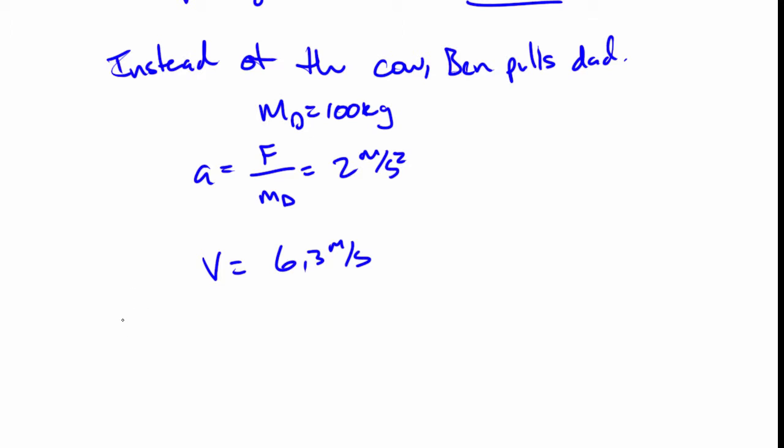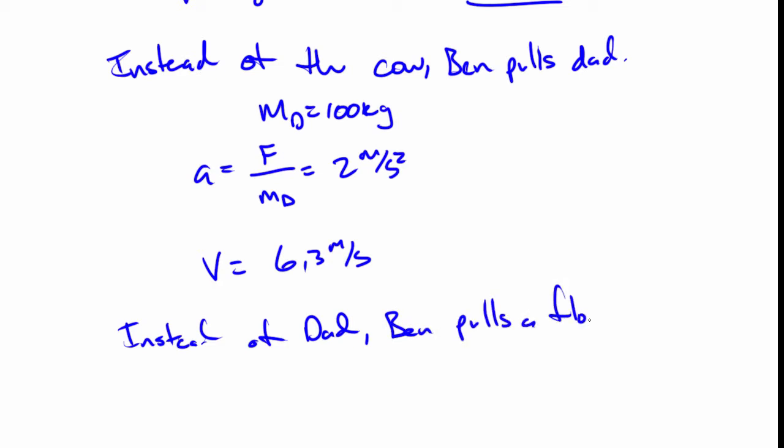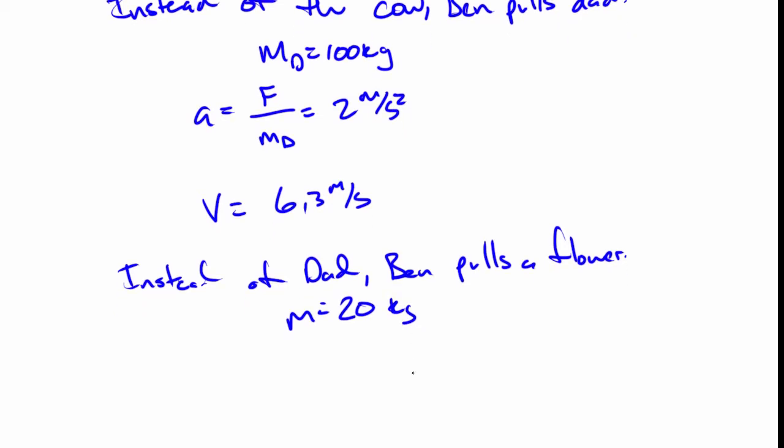Just to keep going here, instead of dad, now Ben pulls a flower. All right, well, certainly the flower weighs quite a bit less. Mass of the flower is something like, what did I say, 0.5 kilograms? 20 kilograms. Doesn't really matter. He pulls a lot of flowers. Very, very massive flower. It's the biggest sunflower ever.